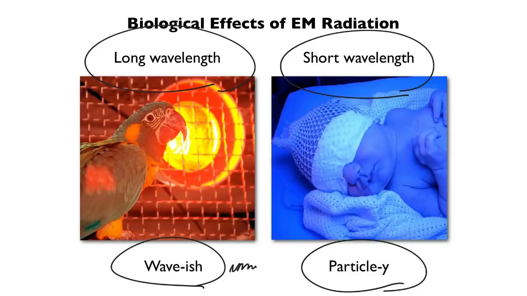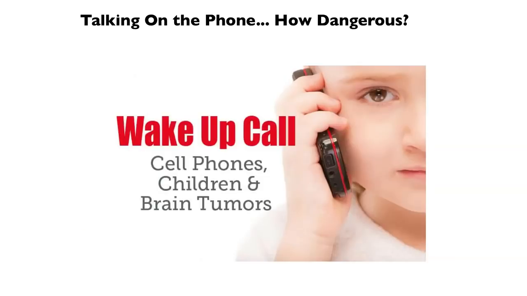So here's a baby under a UV lamp, and I'm guessing that's because this baby was having jaundice. And individual photons of the ultraviolet come in and interact with pigments and interact with cells, and they will break up bilirubin and other things that can help clear up jaundice. And it's the particle nature of those short wavelength photons that makes that happen.